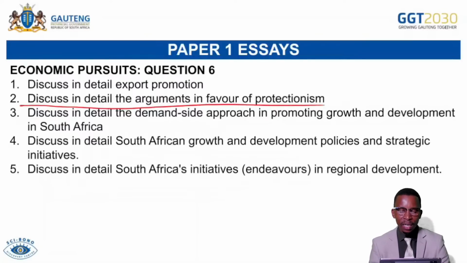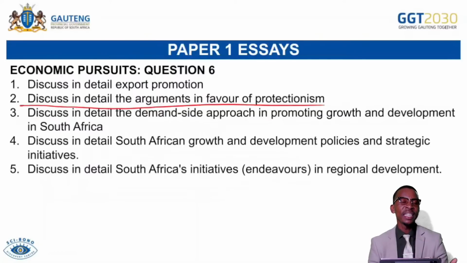Discussing detailed South African initiatives or endeavors to regional development. In this situation, you define regional development or industrial development. In the body of your essay, that's when you discuss your industrial development zones, special economic zones, you discuss also SDIs, then you discuss the corridors. It's an easy essay to do if it comes in. You can even cram this one. I'm sorry to say that, but it's an easy essay to know.